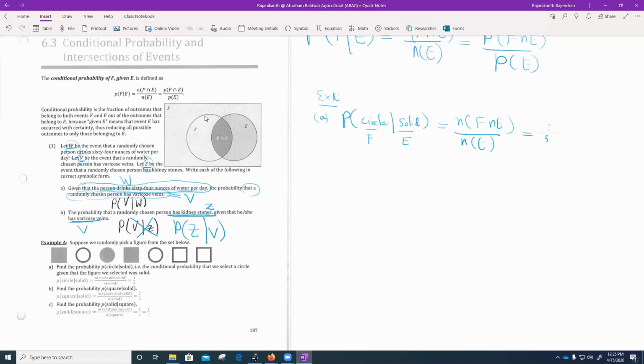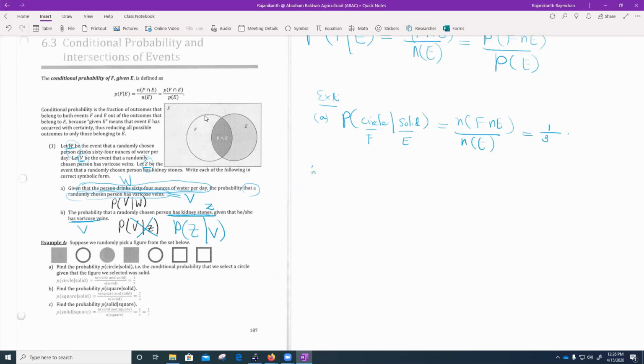So technically speaking, the probability of choosing a circle given solid means you are given only the solid pictures. Among all three solids, the question is what is the probability of choosing a circle? Among three objects, I see only one circle picture, therefore it is 1 out of 3. So that's the meaning.